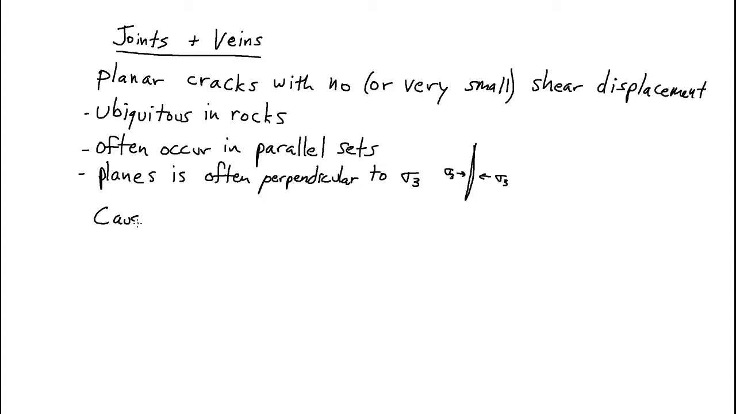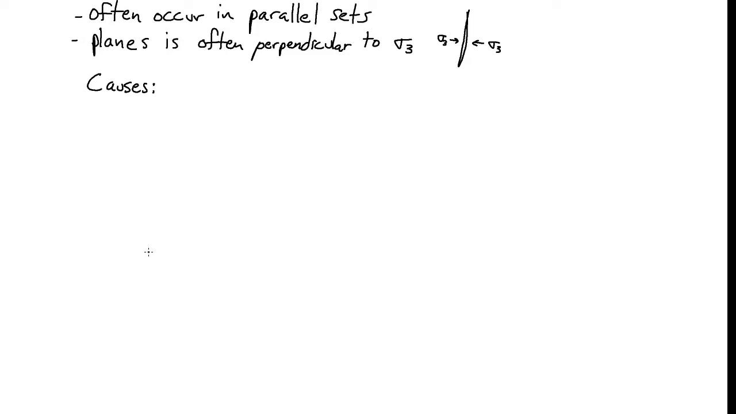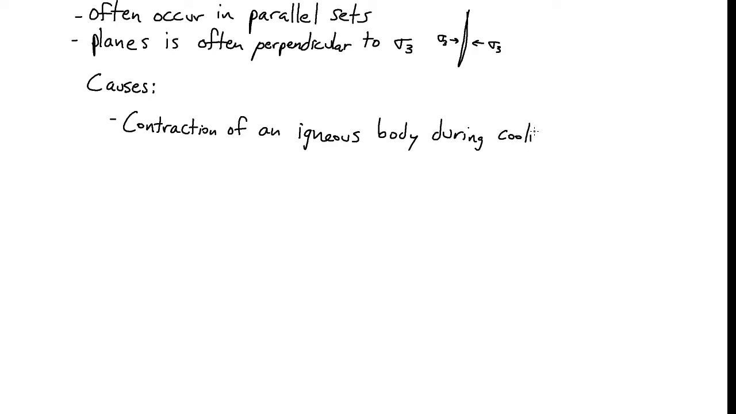So, causes. Several different causes. Contraction of an igneous body during cooling. This forms what we call columnar jointing, and we'll see some pictures of these things.